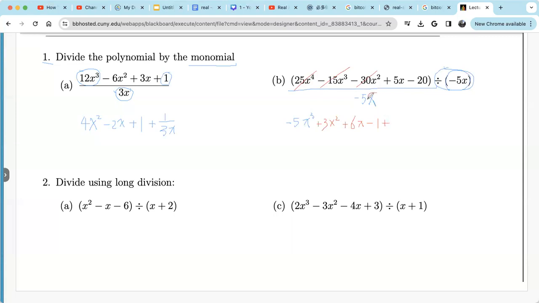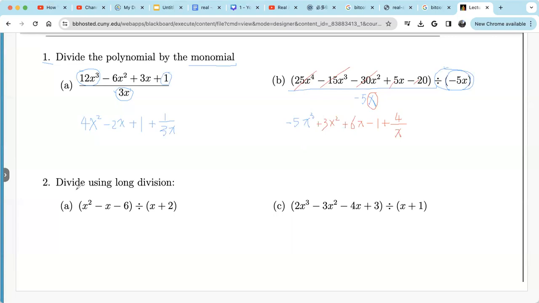Negative 20 divided by negative 5, that's a positive 4. But this time I have x in the denominator, right? So 4 in the numerator, because negative 20 divided by negative 5 is positive 4, but I still have this x in the denominator. So negative 20 divided by negative 5x is 4 over x. So how many terms do I have? Those 2 terms are done. 1, 2, 3, 4, 5. 5 terms, the same number as the numerator, because the numerator has 5 terms.